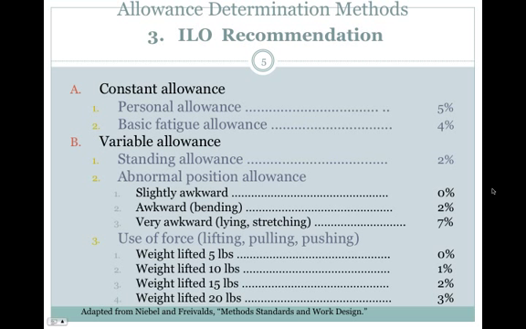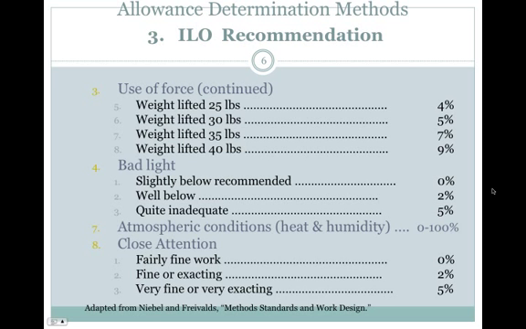Then there's things such as the variable allowances, which say an operator is standing all day, that's where you get that 2% from. You add a 2% allowance for a variable allowance fatigue there. As you can see down on the bottom, if you're constantly lifting, pulling, or pushing 5 pounds, 10 pounds, 20 pounds, all the way up to 40 pounds, you have all these different allowances that are associated with it.